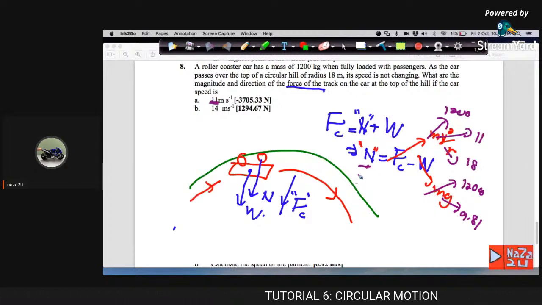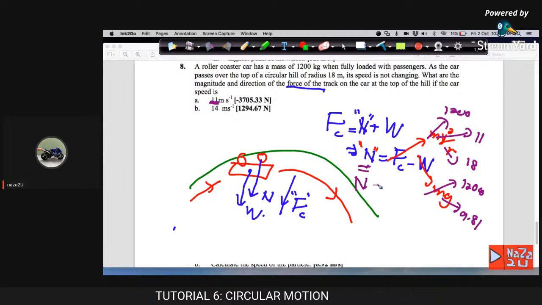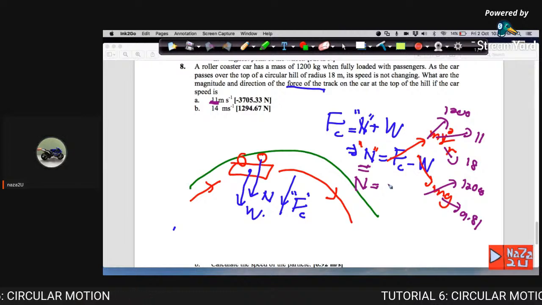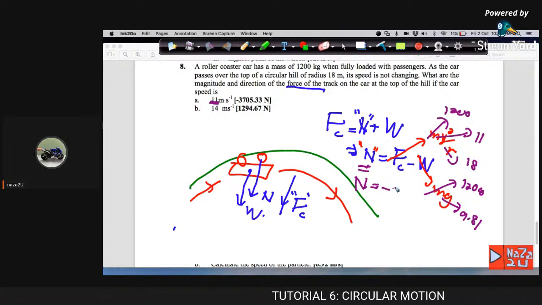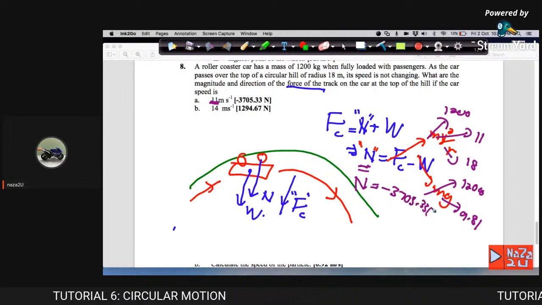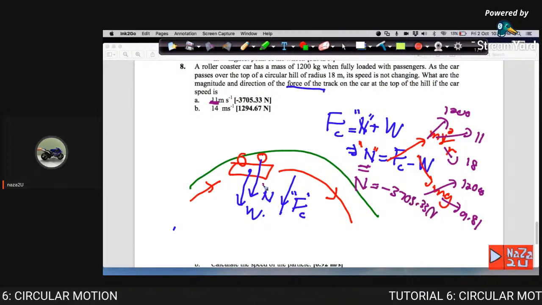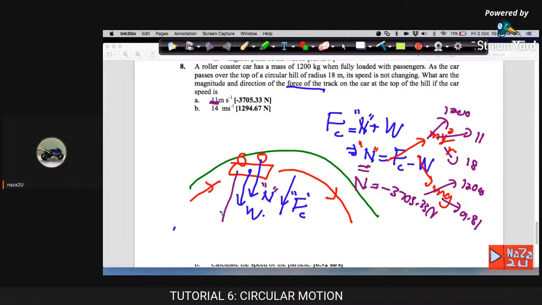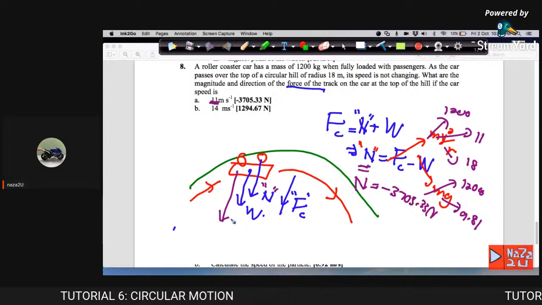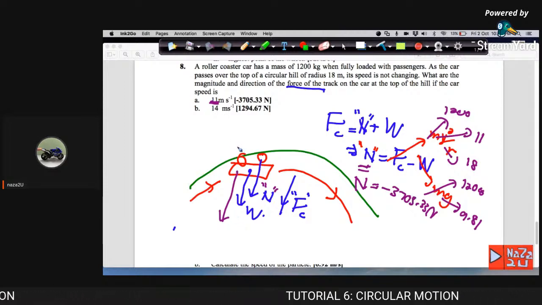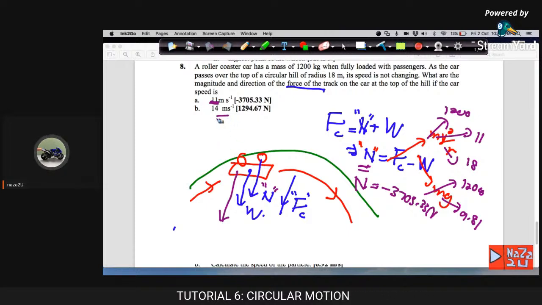So you can find the value of the N here. So if you calculate, the N is equal to the value here is negative 3705.33 Newton. So negatif dia merujuk kepada apa? Dalam kes ini, kereta ini akan jatuh ke bawah. Right? Jatuh ke bawah. Right? Okay. So kita pergi tengok pada situasi kedua.